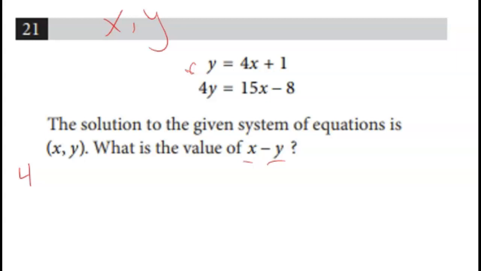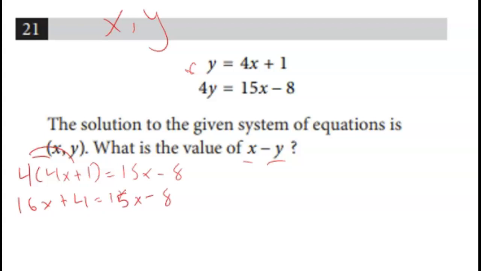4 times 4x plus 1 equals 15x minus 8. So shoot that over. We're going to get 16x plus 4 equals 15x minus 8. Subtract 4, subtract 15. We're going to get x equals negative 12. Sweet, now we have x, and so we can plug it in here.